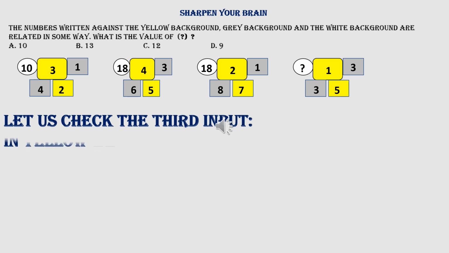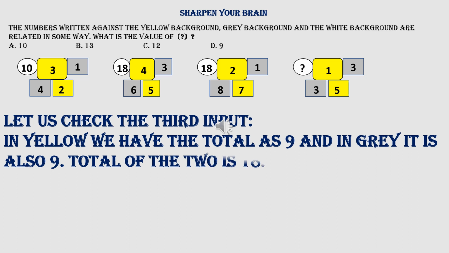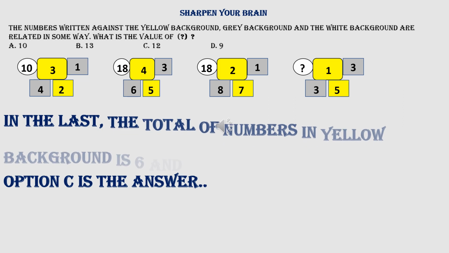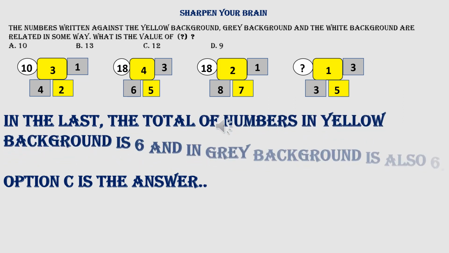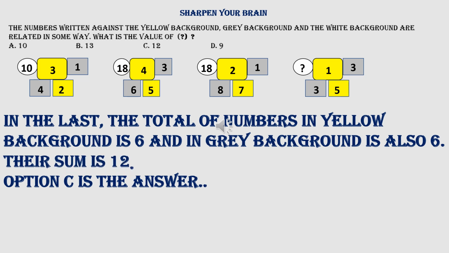Let us check the third input. In yellow we have the total as 9. And in gray it is also 9. Total of the two is 18. In the last, the total of numbers in yellow background is 6. And in gray background is also 6. Their sum is 12. Option C is the answer.